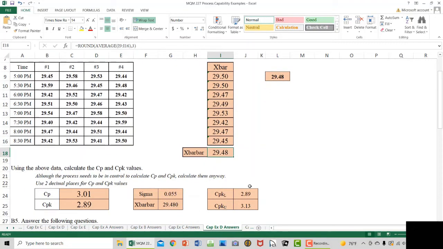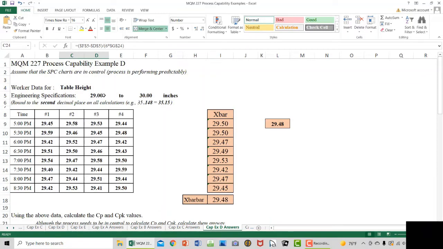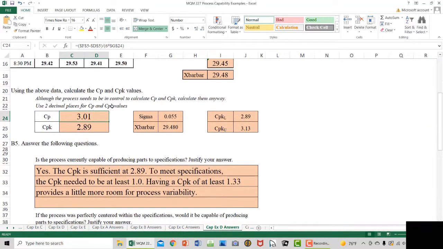Alright, moving along. Sigma, remember, equals STDEV.S of these numbers. Don't include this, don't include that, and definitely don't include this. So there's your sigma. The CP is 30 minus 29, which is 1, divided by 6 times your sigma or standard deviation. So that gives us a CP of 3.01.